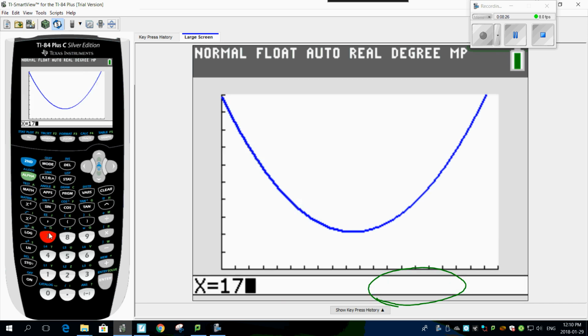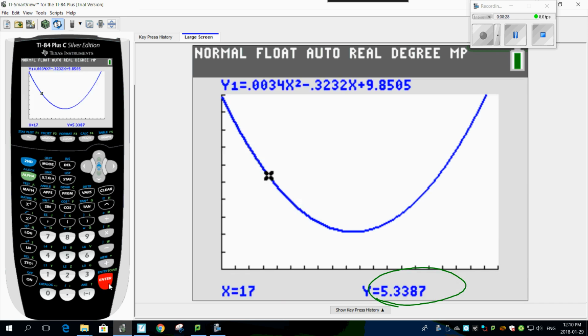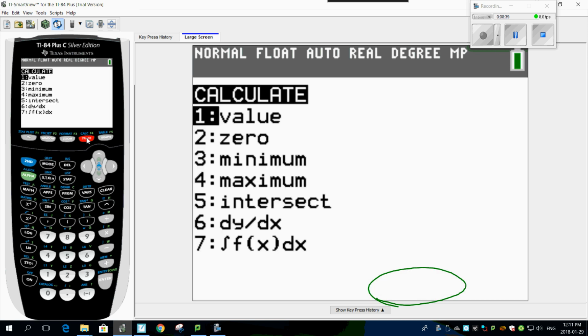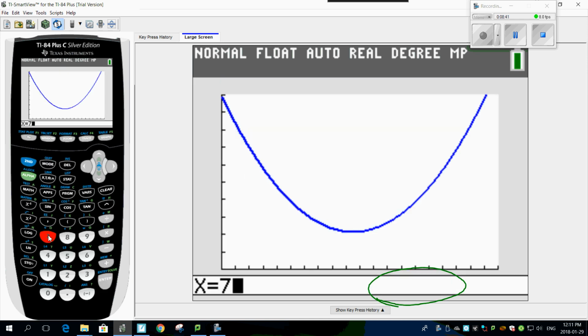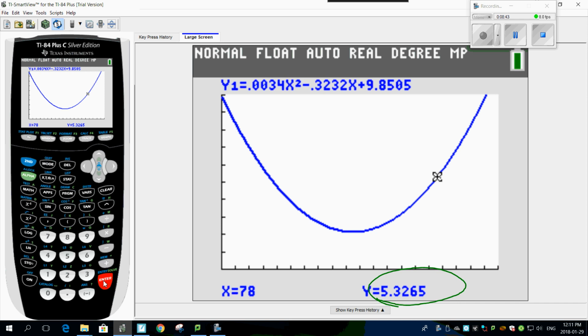Here's a 17-year-old. Let's figure out what the value is. The value is he's going to have 5.33. Now, kind of memorize that. Okay, 5.33. Now, let's figure out our 78-year-old. Second calc, find the value of a 78-year-old, and check this out, 5.33. They're both going to have about the same number of accidents. So a 17-year-old and a 78-year-old are most likely to have accidents.